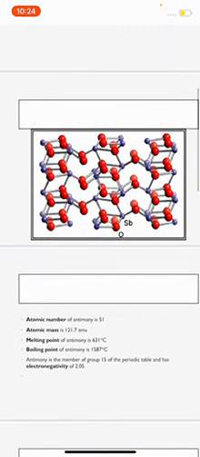So here is the atomic number of antimony, which is 51. Atomic mass is 121.7 AMU. Melting point of antimony is 631 degrees C. Boiling point of antimony is 1587 degrees C. And the electronegativity of antimony is 2.05, as antimony is a member of group 15 of the periodic table.